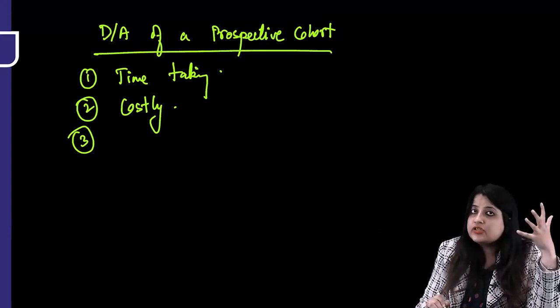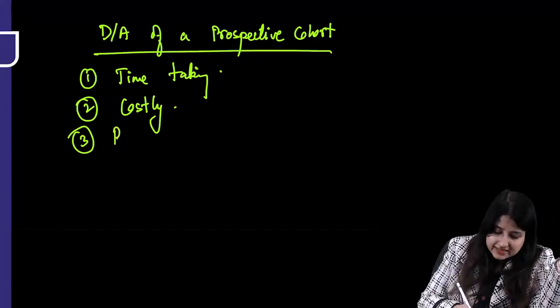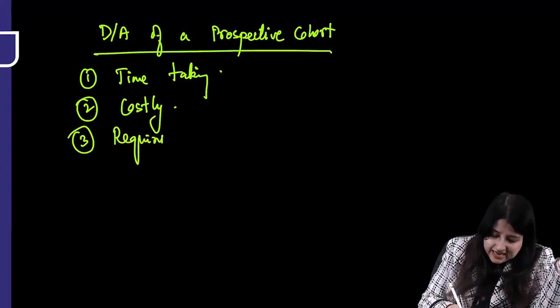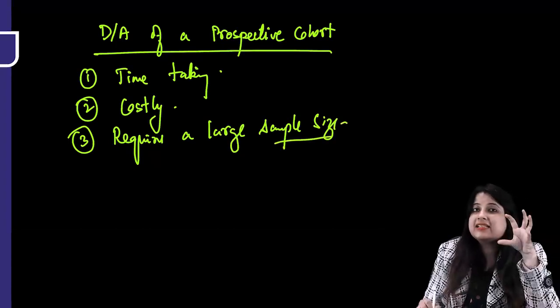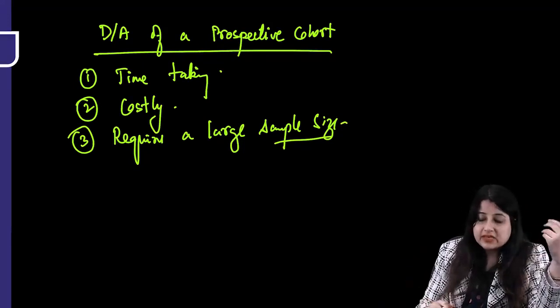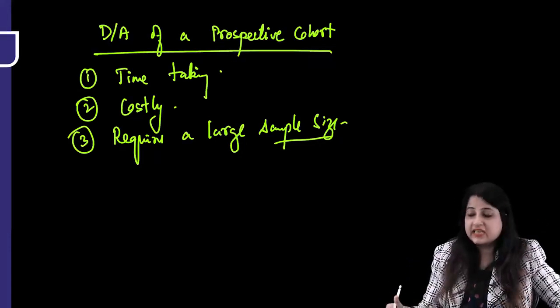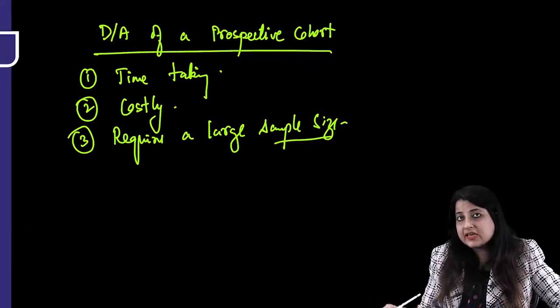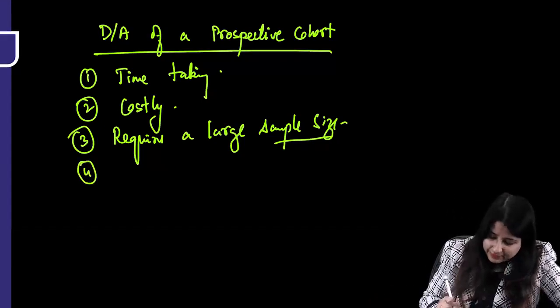Third, you started with 500 people. See, cohort study always requires a large sample size. I can't do it with less number of people. I need more number of people. And in between, suppose I started with 500 college students. In between, I saw 200 went missing. Will it affect the outcome of my study? Of course, it will affect. So that is known as a type of bias.